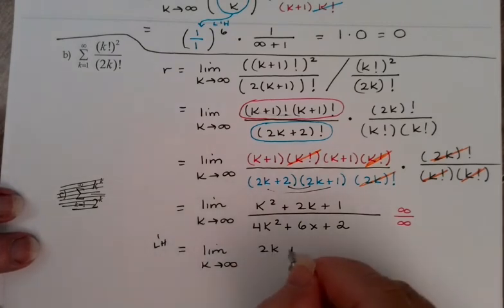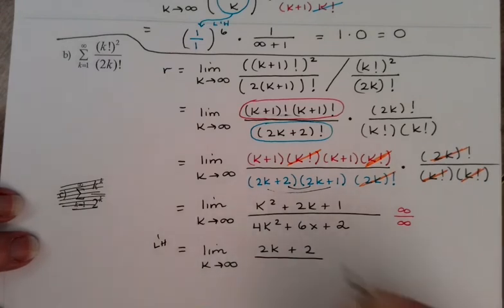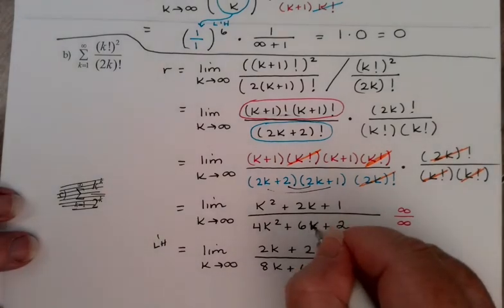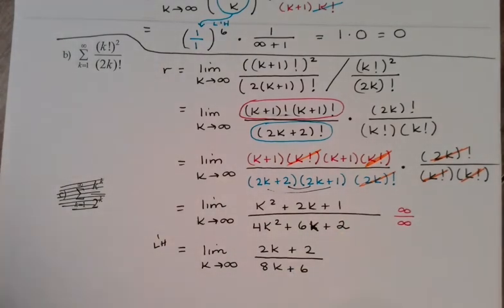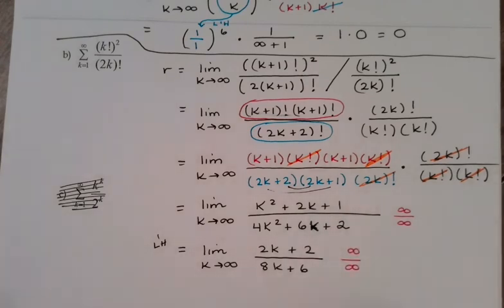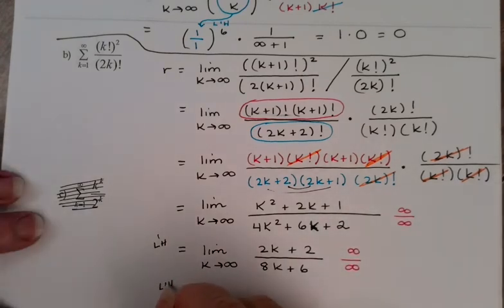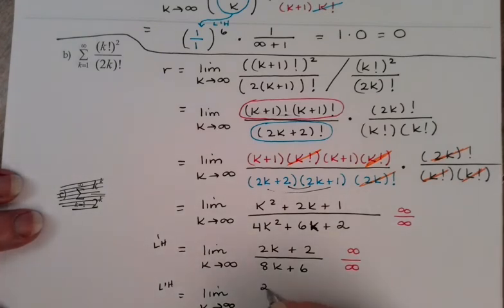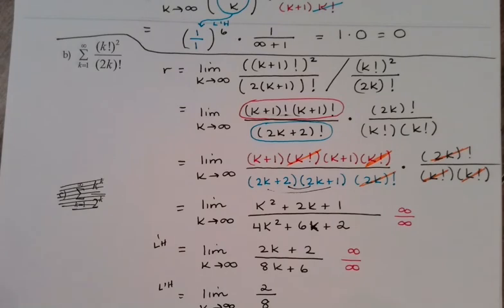Derivative on top is 2k plus 2. Derivative on the bottom is 8k plus 6. Oops, that was a k, not an x. Still infinity over infinity. And so if I use L'Hopital's rule one more time, derivative on the top now is 2, and on the bottom is 8. So I'm just going to get a fourth.